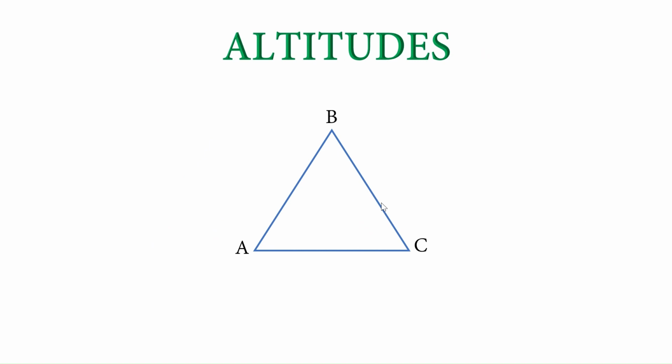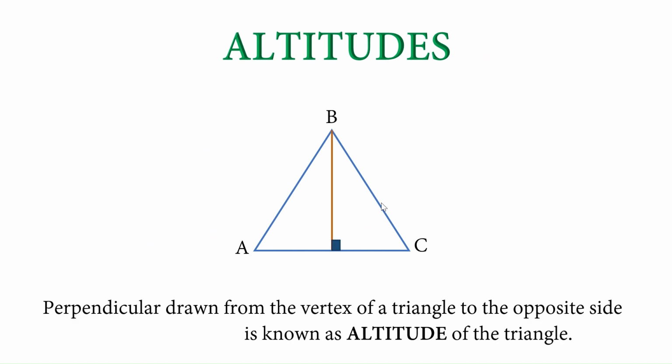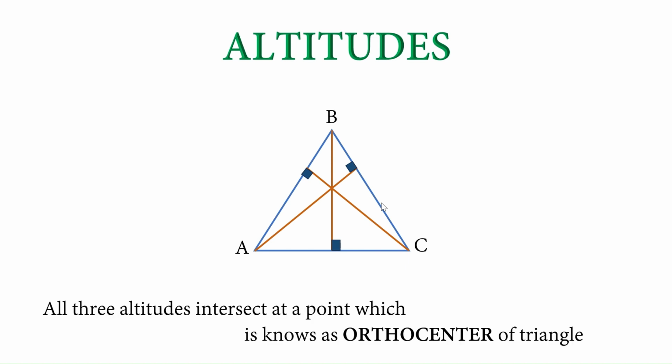If we draw a perpendicular from any vertex to its opposite side, that particular line is called an altitude. So altitude is nothing but a perpendicular from the vertex to the opposite side. Now if we draw altitudes from all the three vertices, they meet at a point. This particular point is called the orthocenter, usually represented by O.